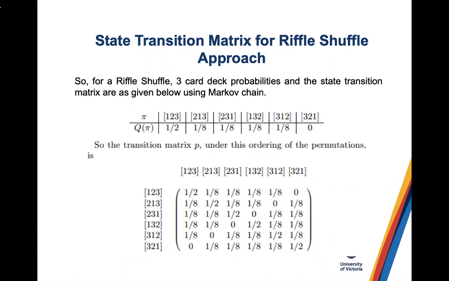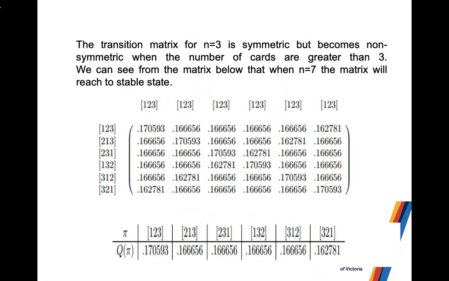Similarly, for the state transition matrix for riffle shuffle, we could see the probabilities of the current state and the next state in the transition matrix, which we were not able to see when we just used the riffle shuffle approach, which was perfect. The transition matrix for n equal to 3 is symmetric, but becomes non-symmetric when the number of cards is greater than 3. We can see from the matrix below that when n is equal to 7, the matrix will reach a stable state.